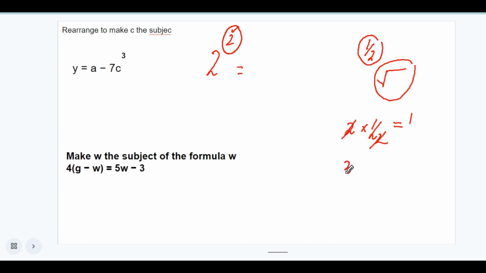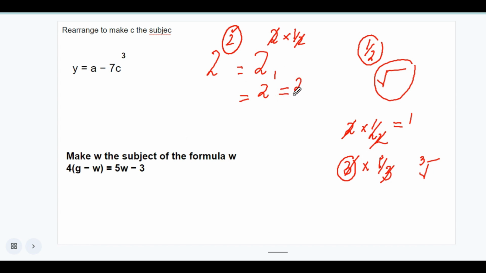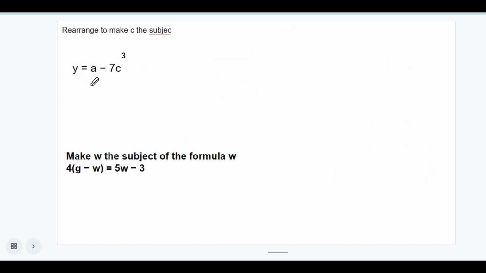If I have 3 in my power, what do I need to take? I need to take the cube root of this 3. That means I need to multiply it by 1 by 3. When you multiply 3 times 1 by 3, this 3 will be cancelled out with this 3 and we will be left with 1. Okay, so what I'm going to do over here, 2 times 1 by 2, that means this 2 is going to be cancelled out with this 2 and we are left with 2 to the power 1, that means 2. So now we can go into our question and try solving it.